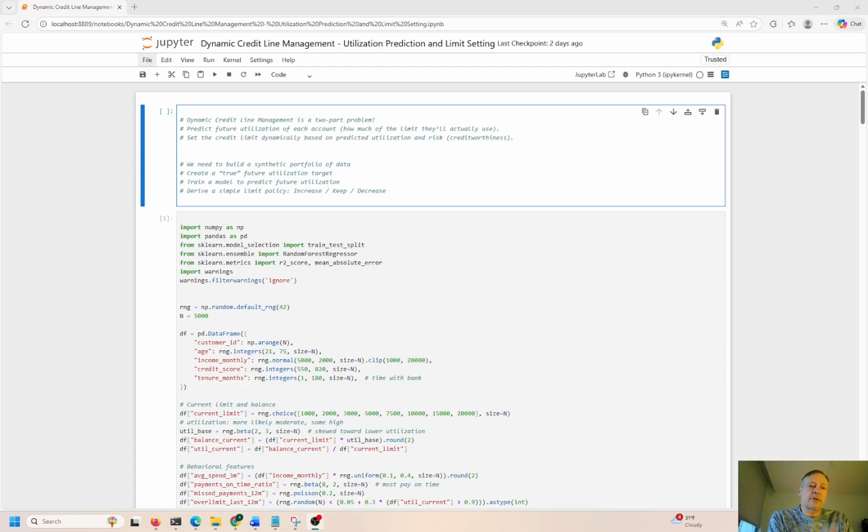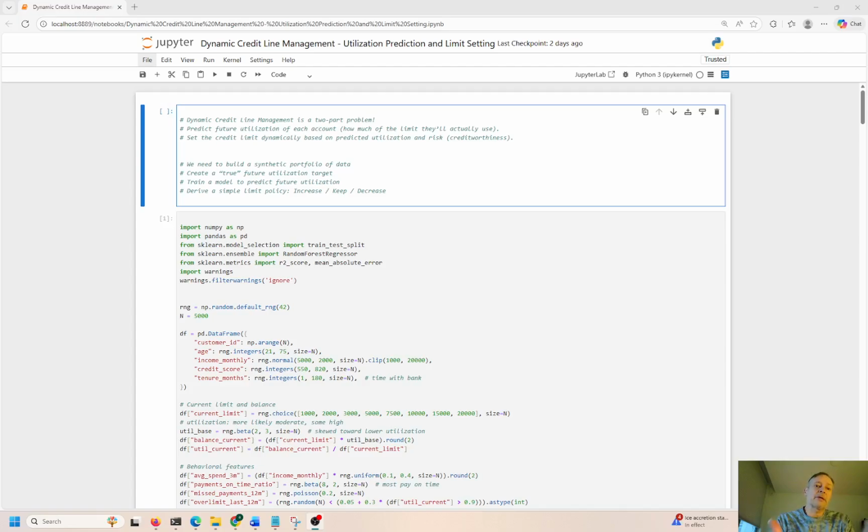So today I want to talk about dynamic credit line management, and I'm going to show you an example of how certain credit-worthy customers can be approved for higher credit limits, and if the person is deemed to be a risk to the lending institution, how credit can be diminished or your credit limit can be reduced.